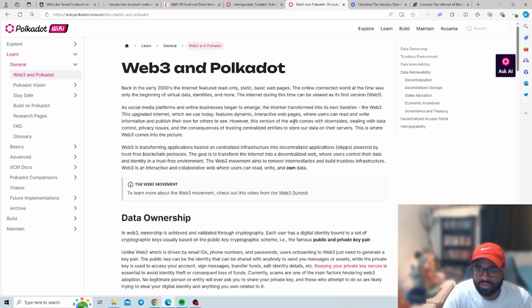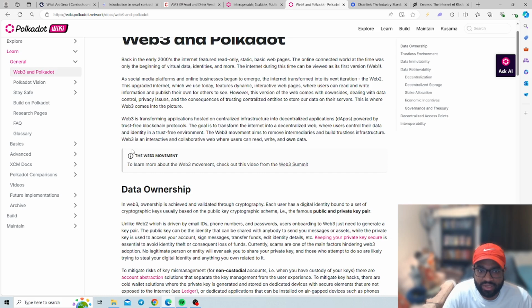However, this version of the web comes with downsides, dealing with data control, privacy issues, and the consequences of trusting centralized entities that store our data on their servers. This is where Web3 comes into the picture. Web3 is transforming applications hosted on this centralized infrastructure into decentralized applications, dApps, powered by trustless blockchain protocols.